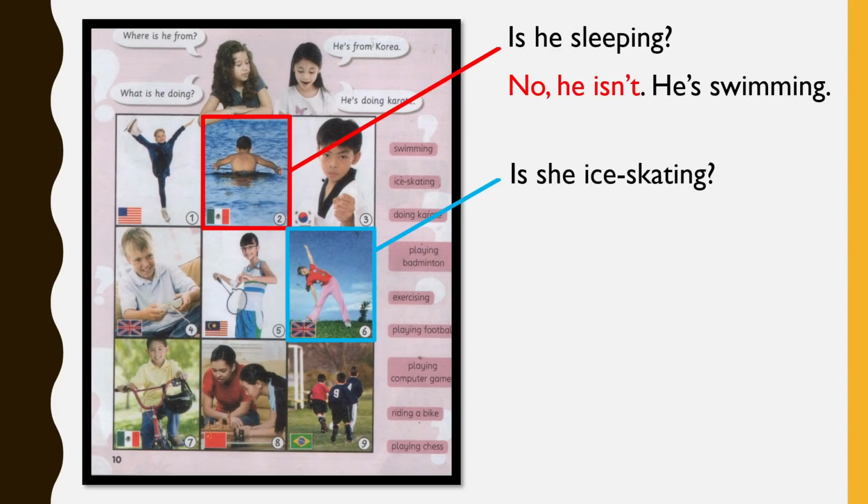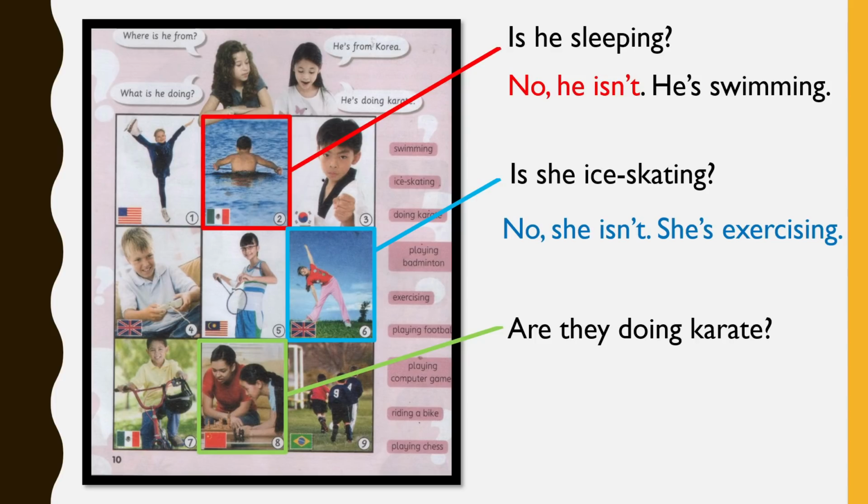Next. Is she ice skating? If we look at the picture, there is not even an ice skating rink. So obviously, we have to deny the statement in the question. It's a no. So no, she isn't. She's exercising. If we look at the picture, she's not even ice skating because there is no ice skating rink. The correct answer should be exercising. So we have to deny first the statement in the question, which is no, she isn't. And then we come out with the correct answer. She is exercising.